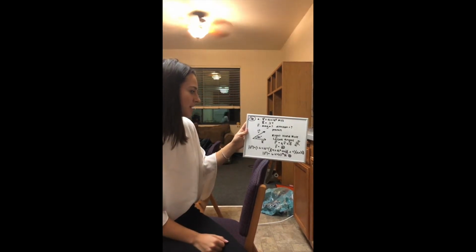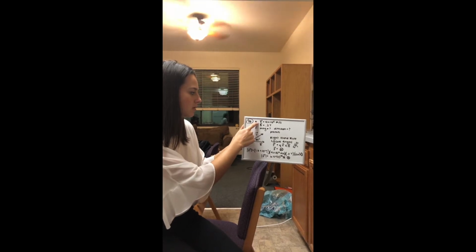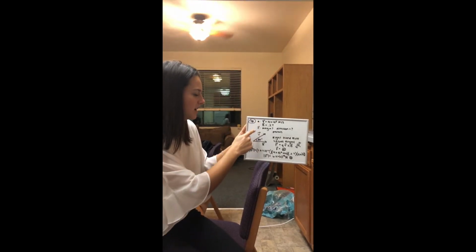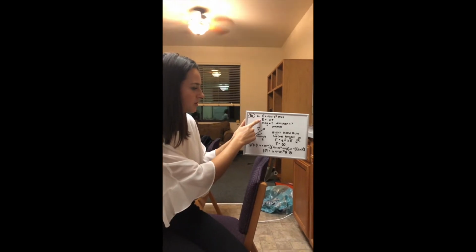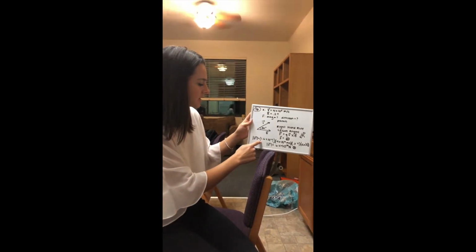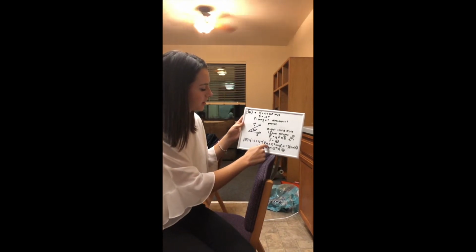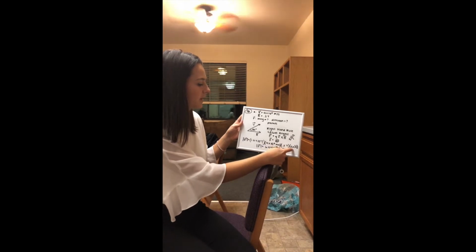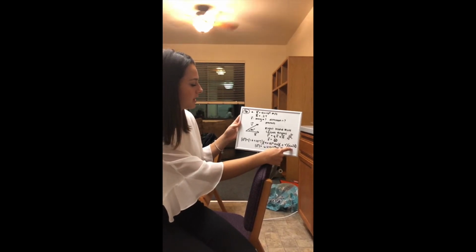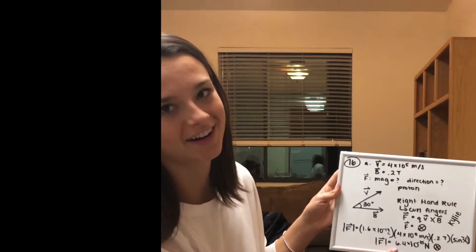Next, you just plug in the values that are given. So we were given velocity equals 4 times 10 to the 5th, and the magnetic field equals 0.2 Teslas. So we plugged in the charge of a proton, the velocity, the magnetic field, and then we included the angle because it wasn't perpendicular. And then that's our answer.